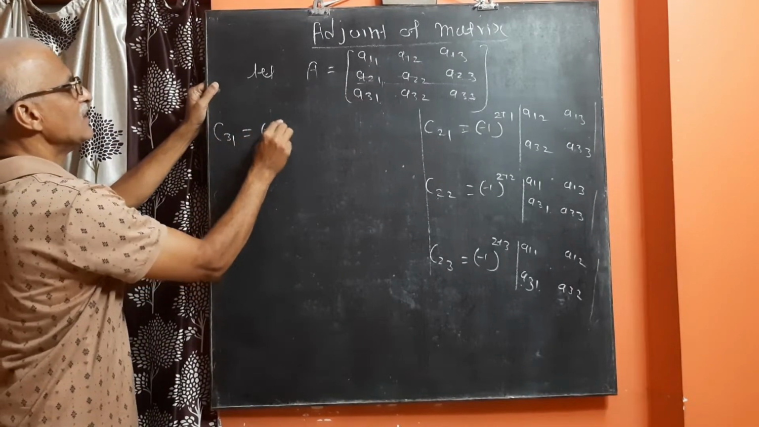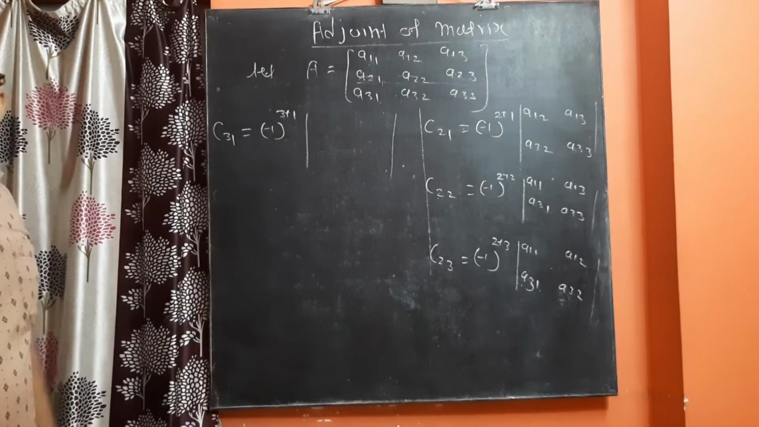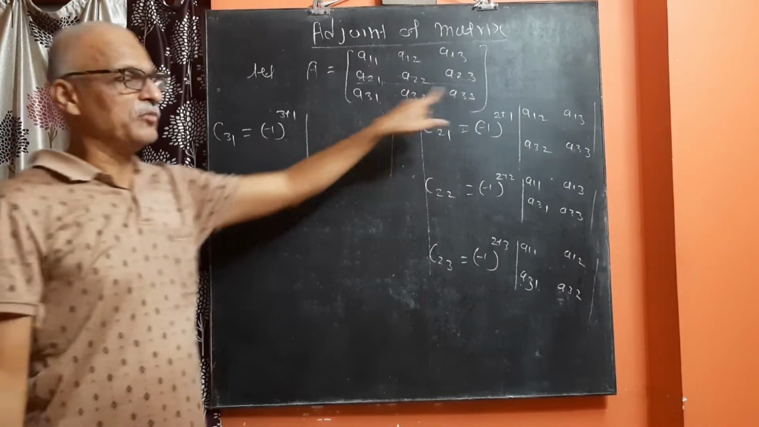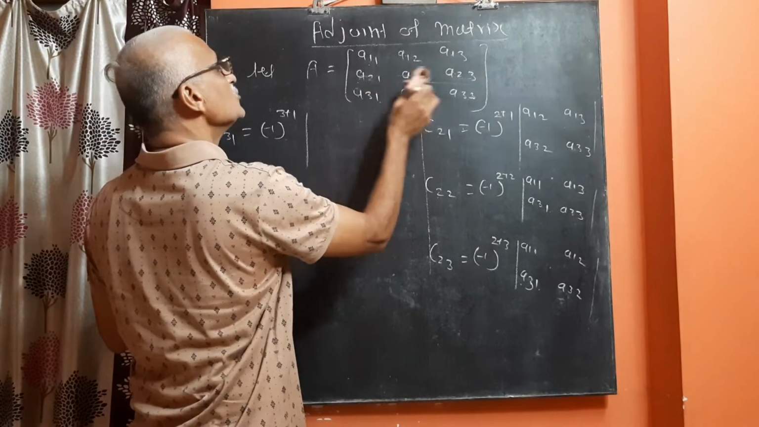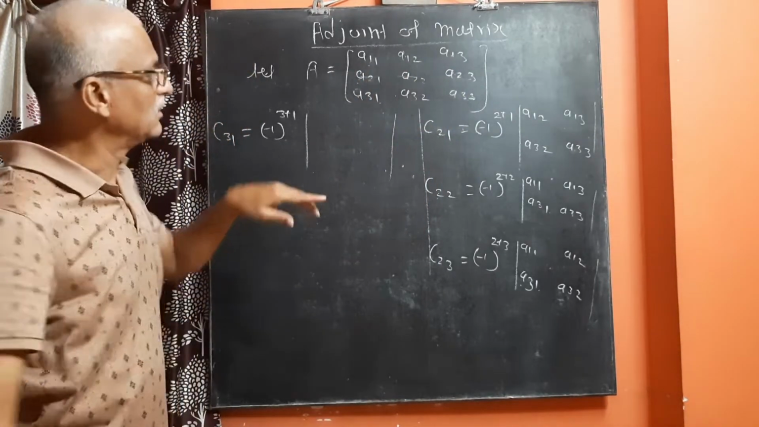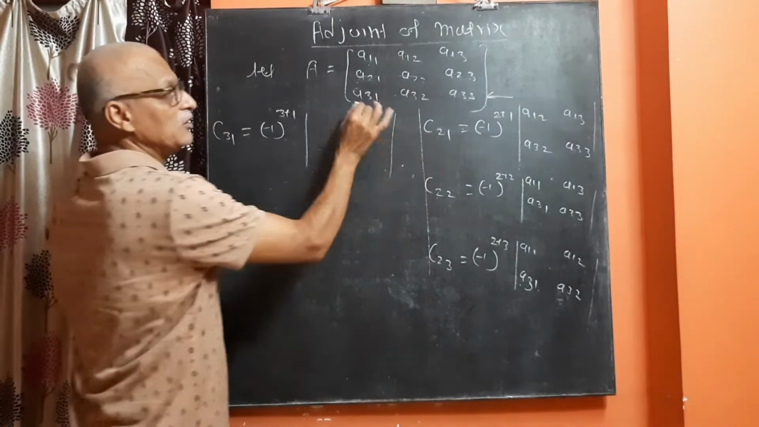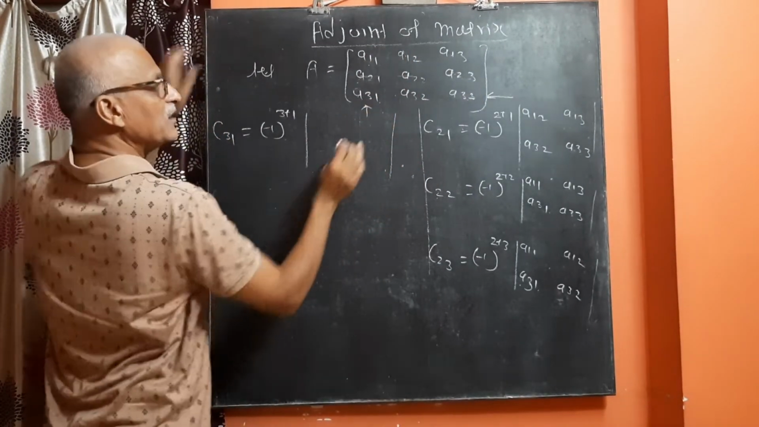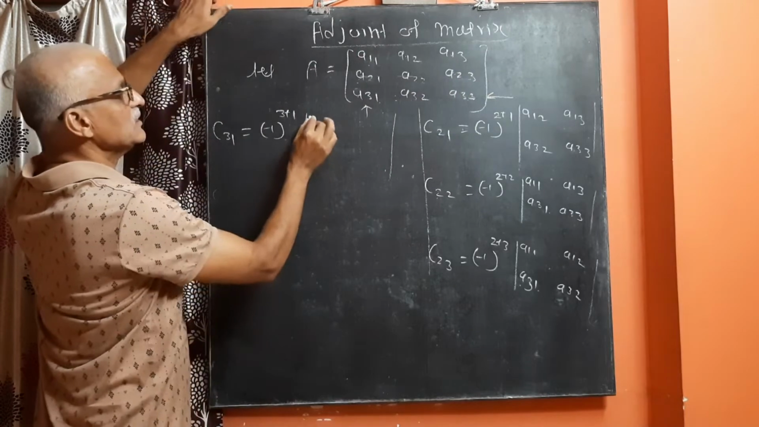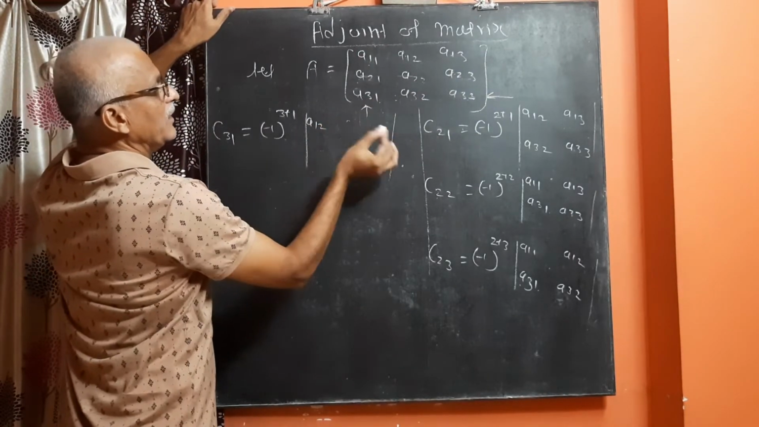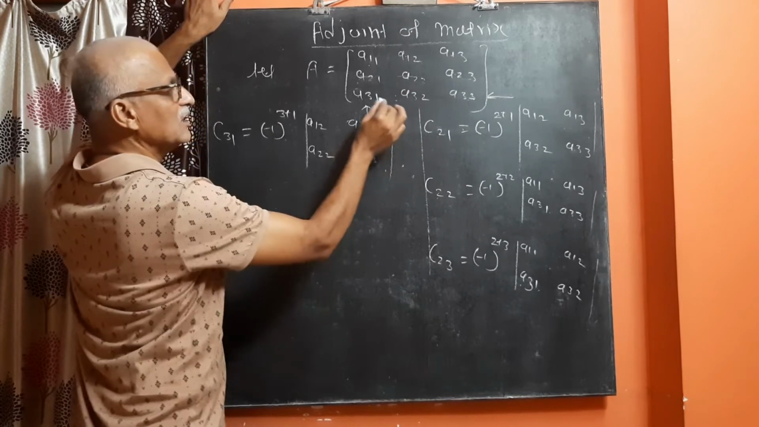Then C31 is equals to minus 1 raised to 3 plus 1 into determinant of. Now tell me, what will come for C31? In which row is C31? In the third row. In which column? First column. So leave out the third row and first column. The remaining are A12 A13 and A22 A23. That is C31.